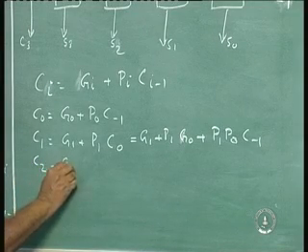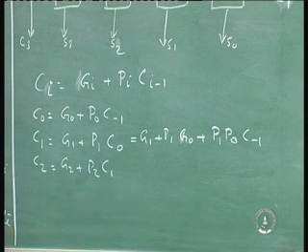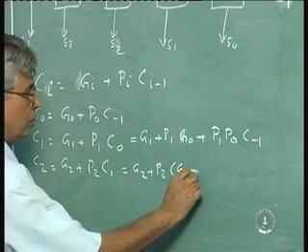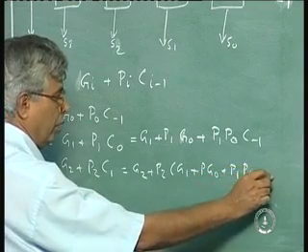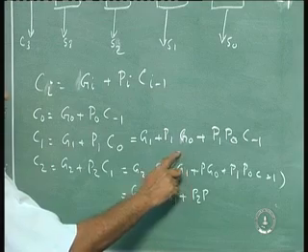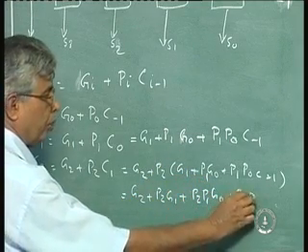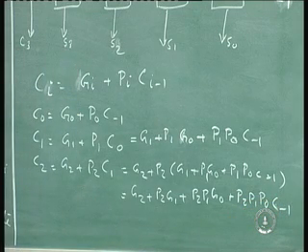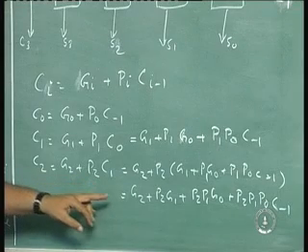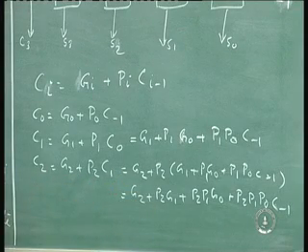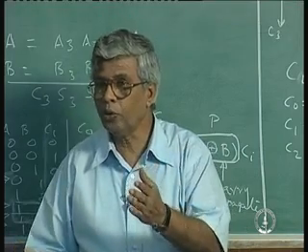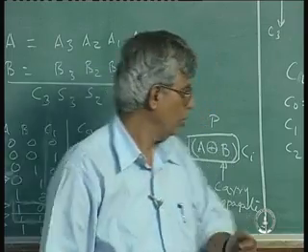Continue on this, C2 will be G2 plus P2 C1, and if you substitute for C1 from here, this will be G2 plus P2 G1 plus P2 P1 G0 plus P2 P1 P0 C minus 1. Again I do not depend on any value of C except C minus 1. Again it is a two stage logic, AND gates followed by OR gate. One set of AND gates feeding into an OR gate and then you get the output, and C minus 1 is already known. So no question of waiting for the carry to come through.